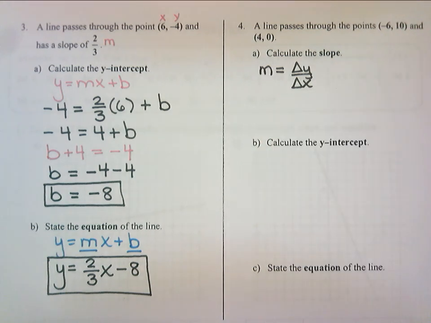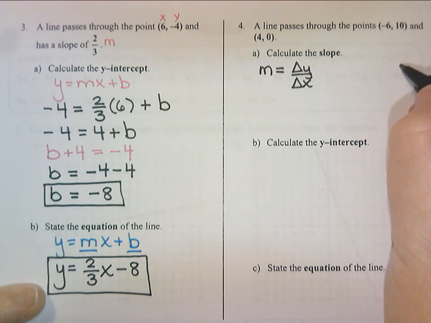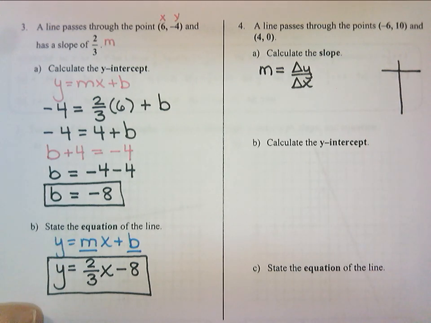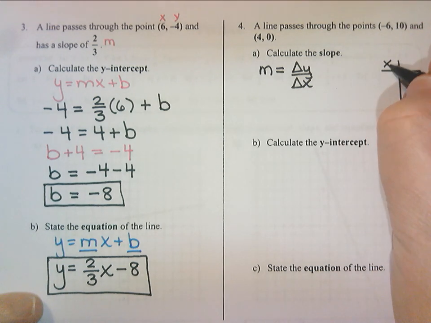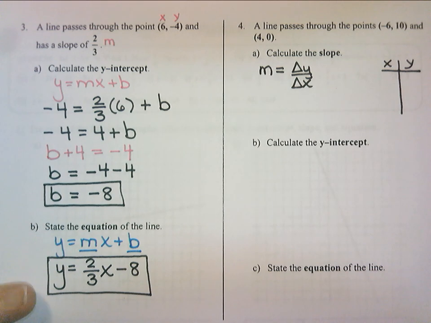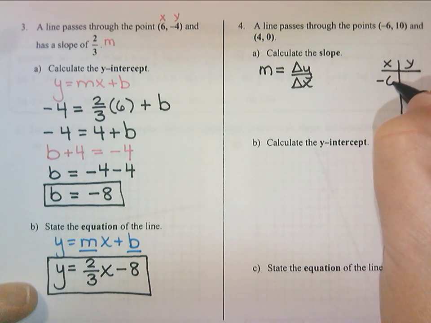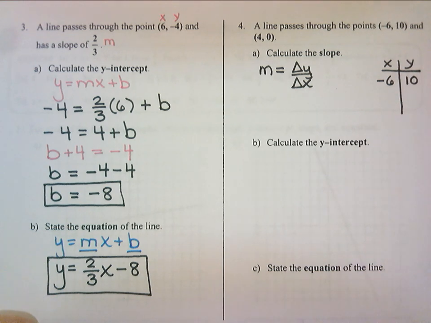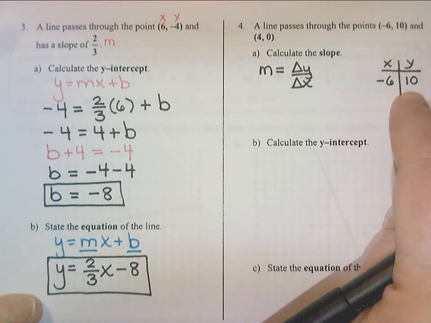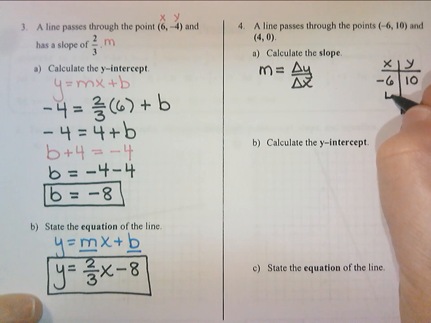If I had a graph, I would count out my delta y and delta x from the graph, but I don't have a graph. All I have are points. So delta y and delta x are the differences between our x values and y values. So I'm going to take those points and make a little table of values for x and y. I'm going to write the first point, -6 and 10, under x and y, and then I'm going to write 4 and 0 under x and y.